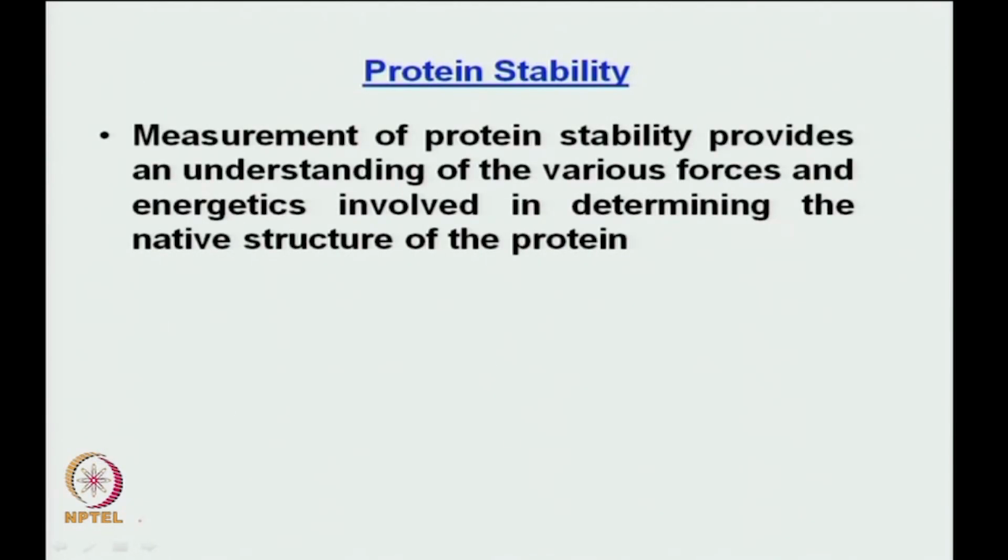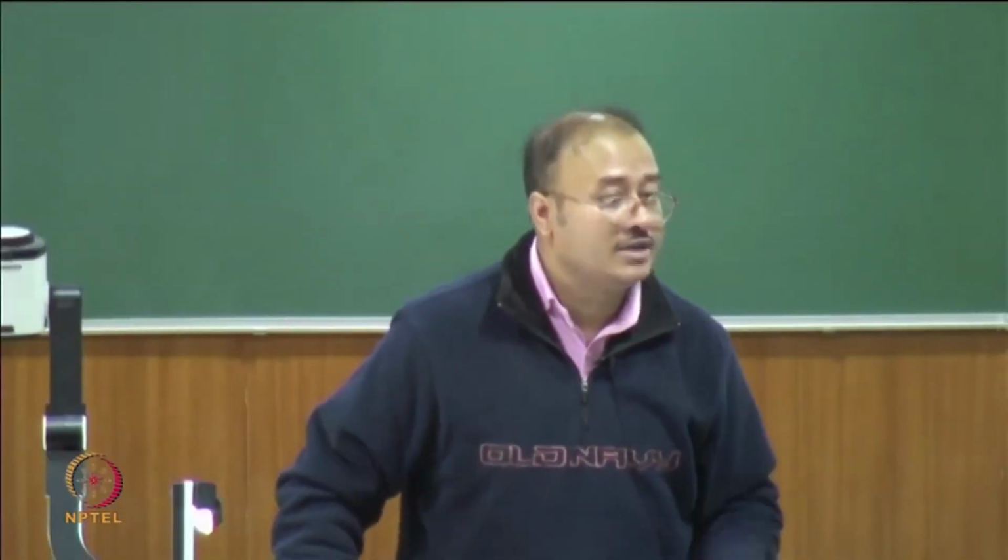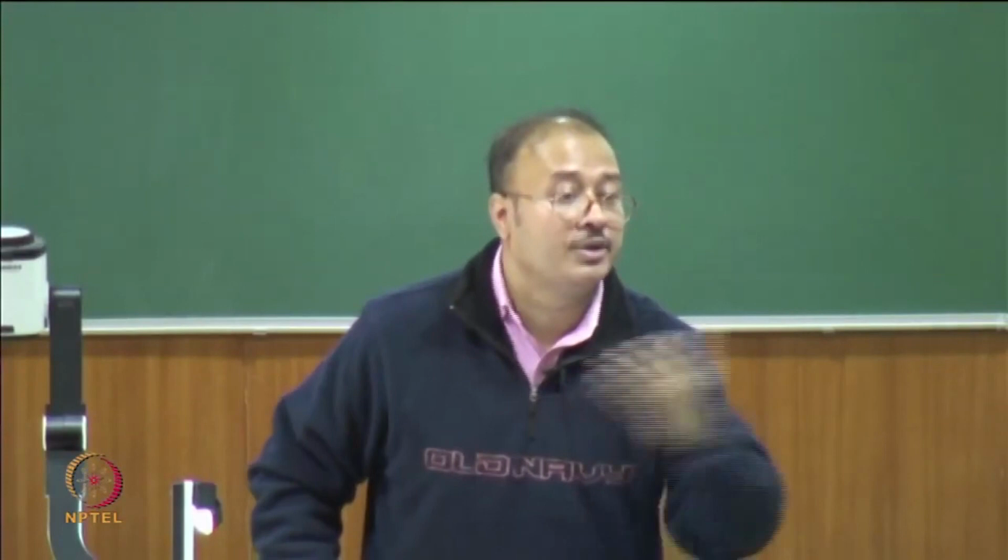Why do we want to measure protein stability? We want to measure protein stability because it provides an understanding of the various forces and energetics involved in determining the native structure of the protein. See, you take one protein, say a myoglobin, you take another protein, say human serum albumin, and you see that one protein is more stable than the other. The natural thought which comes to your mind is, why is it more stable? Where does the stability come from? And one of the ways you can address it is to try to denature it and see how hard this one is to denature as compared to the others.